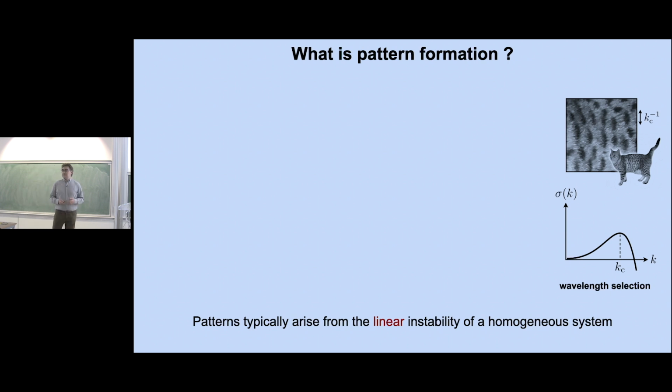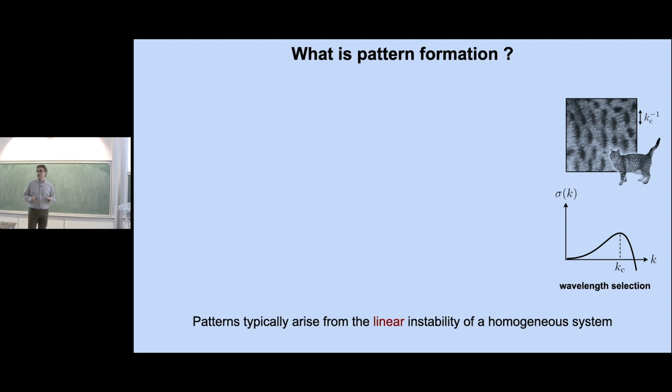And this type of thing exists throughout biology, material science, pattern characterized by a given wavelength. The wavelength could be, for example, the spacing between these spots. And the generic question, not only for feline science, but also for material science and physics in general, is what controls the wavelength or the inverse wavelength of these patterns.